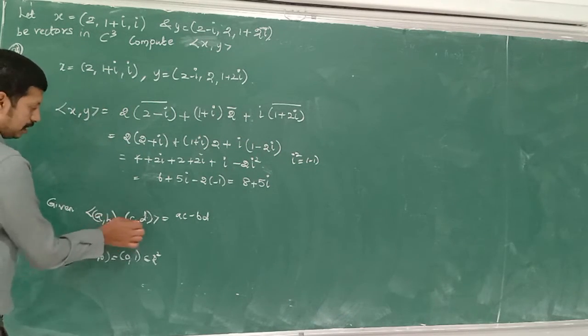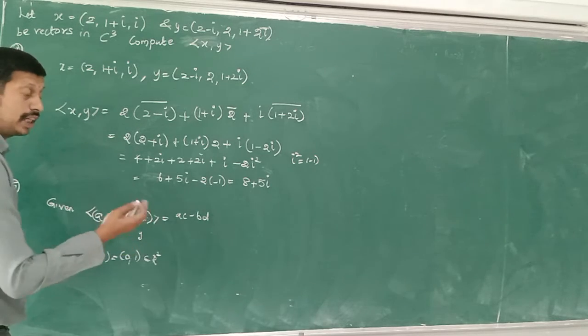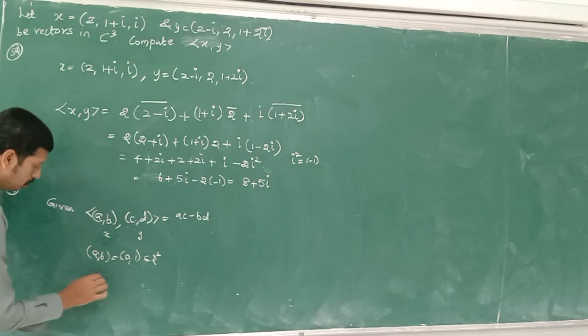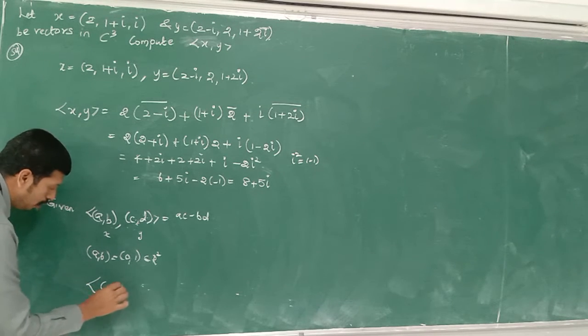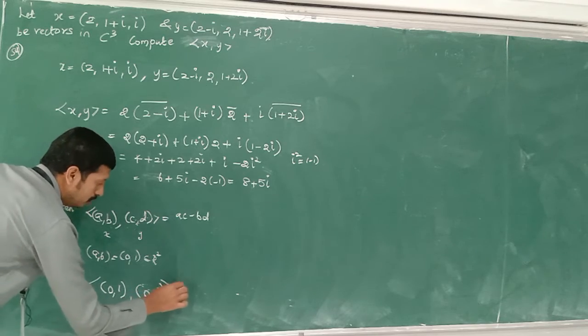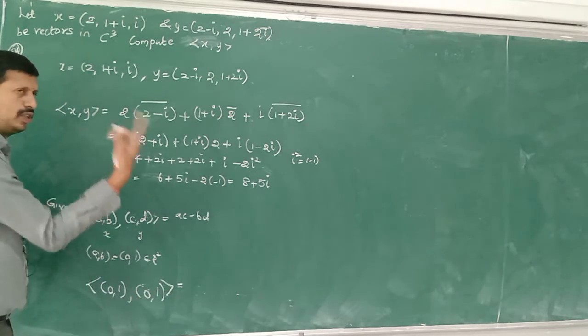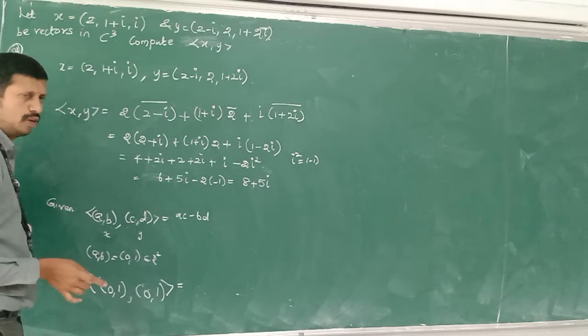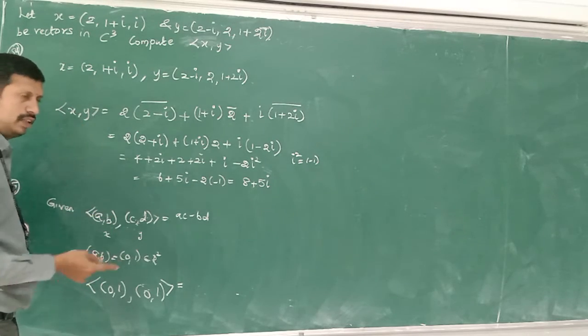Consider this process, and we have to check whether it is an inner product or not. Now we are considering 0, 1, 0, 1. So we have to consider both the things. If it is 0, 1, 0, 1, that is also the same one. So we have to check everything, right?